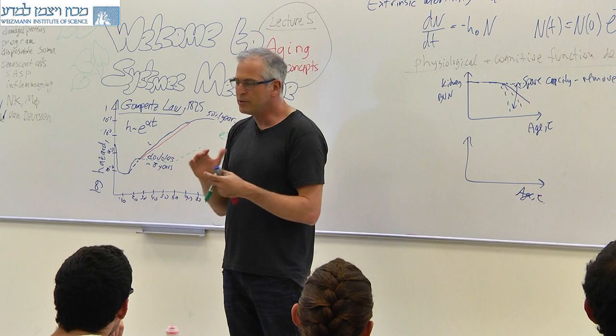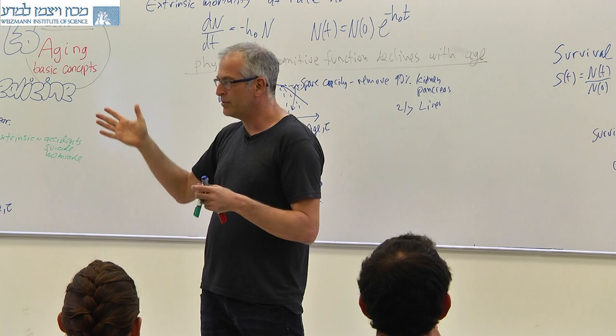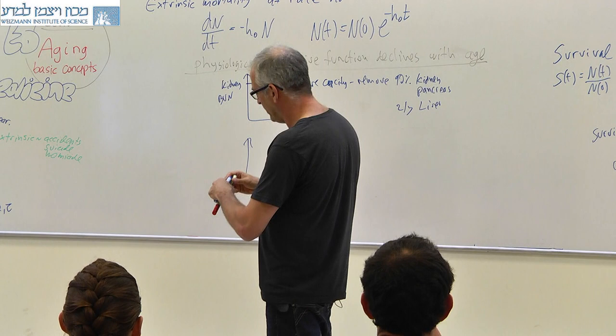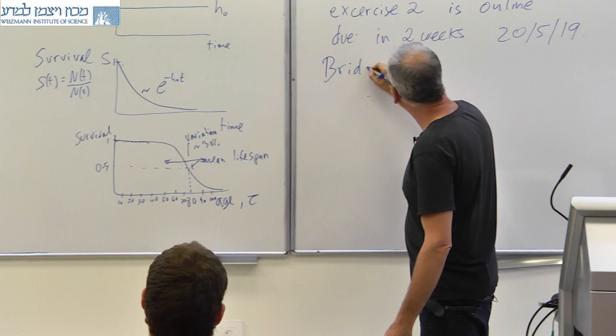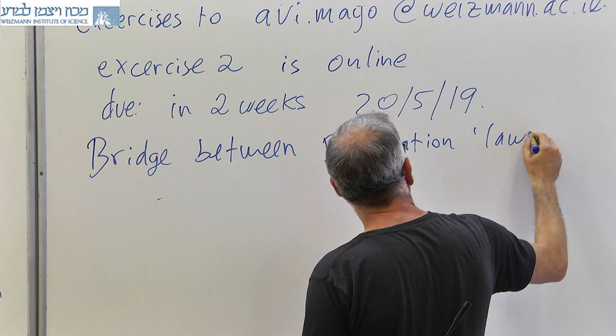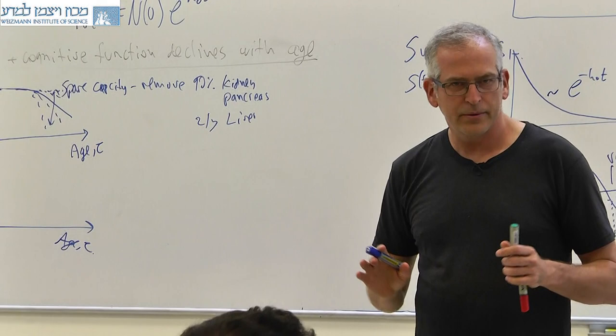Right now, there is a gap between research in molecular biology, where you find a lot of theories of aging and mechanisms, and the Gompertz law and stuff like that. It's like two different disciplines working in parallel. We want to bridge the gap in this lecture, next lecture, and the next lecture. That's the goal, so it's important. I'm going to write it down here. Try to bridge between the population laws and the molecular level. Two levels of description. Did I explain myself?